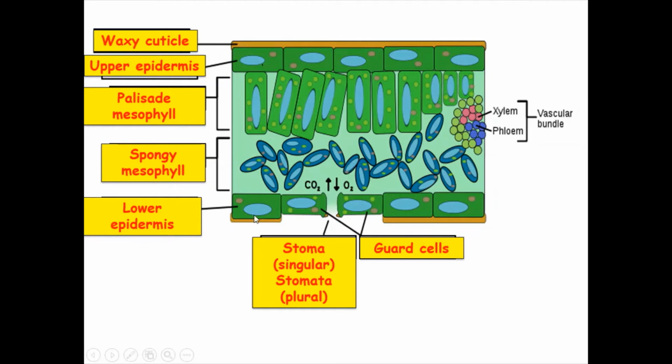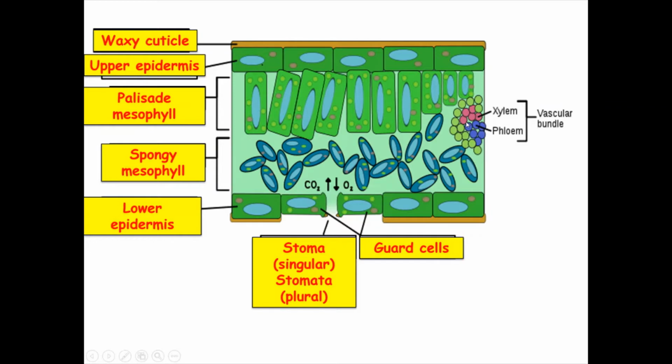The lower epidermis acts exactly the same as the upper epidermis. It has a waxy cuticle as well. The only difference is you'll find stoma, which is one, or stomata, which is more than one, dotted throughout the underside of the leaf. The stomata have got guard cells next to them either side. We're going to look at them in a bit more detail in a minute, but through this hole is where the gas exchange takes place.